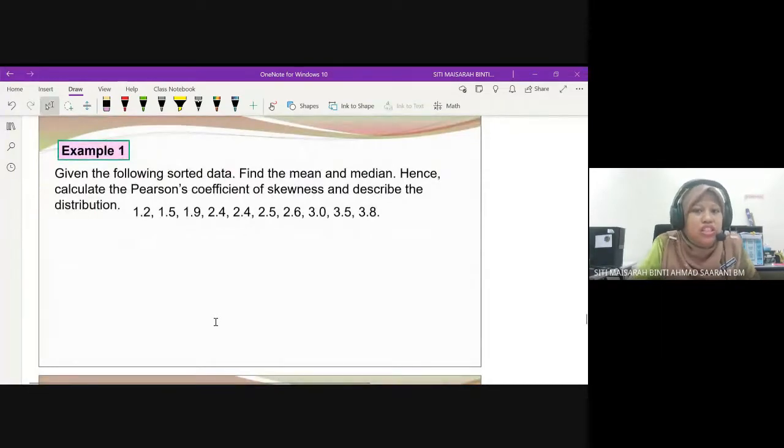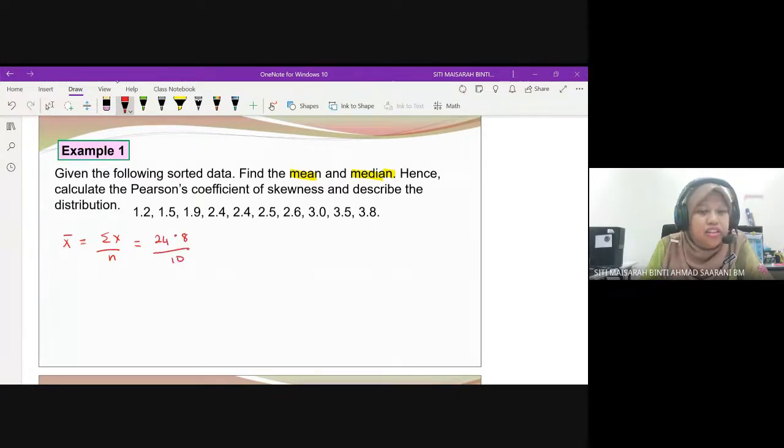Alright, example 1. Given the following sorted data, find the mean and median. Hence, calculate the Pearson coefficient of skewness and describe the distribution. So you have to interpret based on the Pearson coefficient of skewness. This is ungrouped data. To calculate the mean and median, it is the same as what we learned before in ungrouped data. So the mean X bar is equal to sum of X over N. Put it into the calculator, sum of X is 24.8 over 10. Then you get the mean, 2.48.